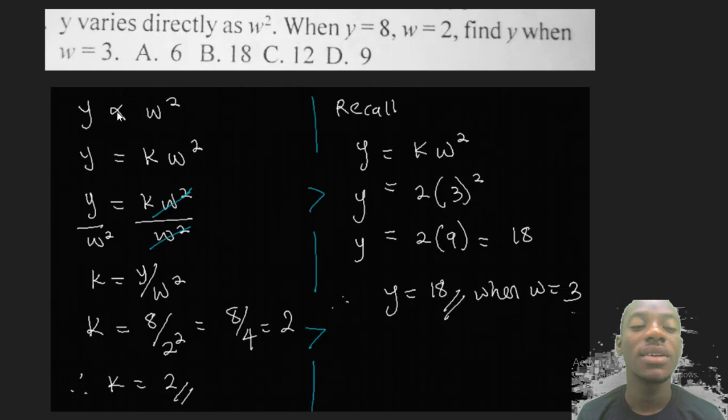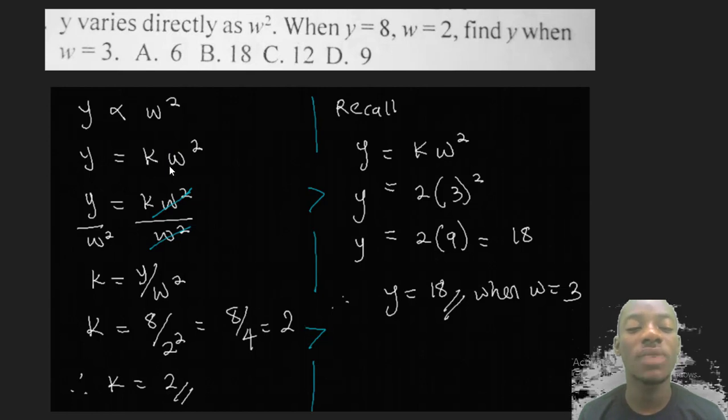Can you see that the symbol of direct variation will become equals to k? Please take note, it will become mathematically equals to k. This equals to k came from this symbol, so it will become y equals to kw squared, right? Now your next step is to find k.